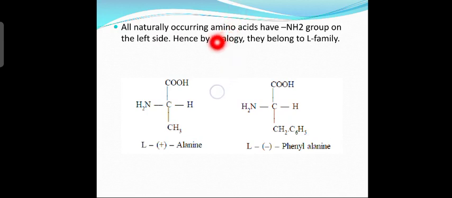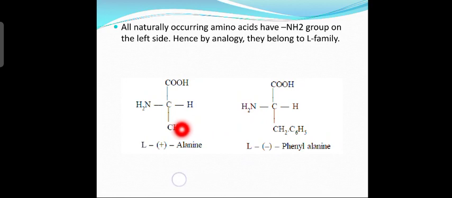All naturally occurring amino acids have the NH2 group on the left side. Hence by analogy they belong to the L family. If you have any compound with the NH2 group on the left side, you can see here alanine. Alanine has this small molecular formula: COOH, C, NH2, H and then CH3. If the NH2 group is present on the left side, it belongs to which family? The L family. If the NH2 group is on the right side, it belongs to the D family.